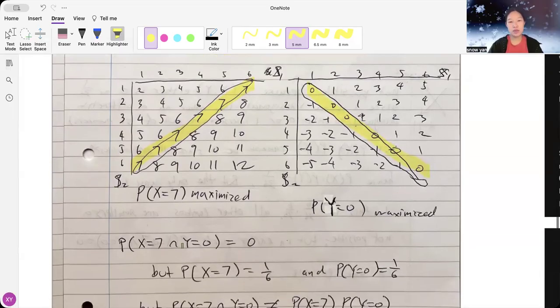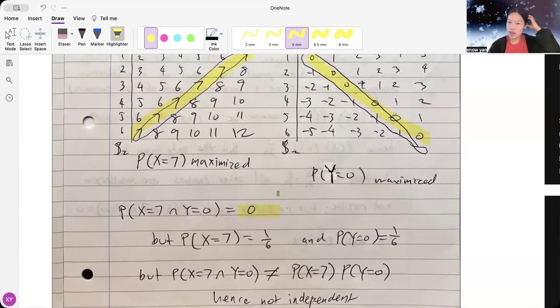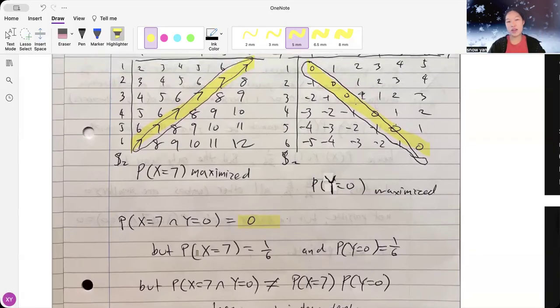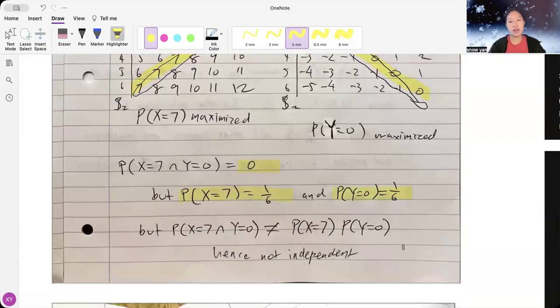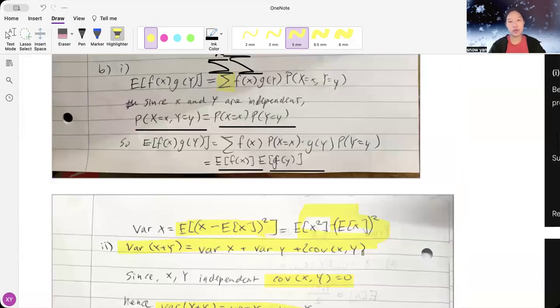So this is one that's maximized, but I see that there's absolutely no intersection between the two because one is along this diagonal, the other is along the other diagonal, and there's no intersection. So hence px equals 7 and y equals 0 is equal to 0. But I realized that there's no way for one to have this probability and one to have this probability, right? There's no way the two products could have been equal to 0, so it's not independent. So that's kind of how I showed it.